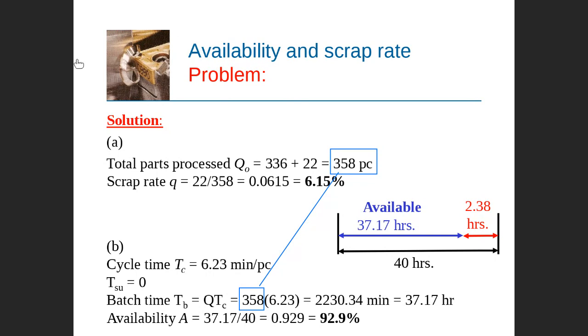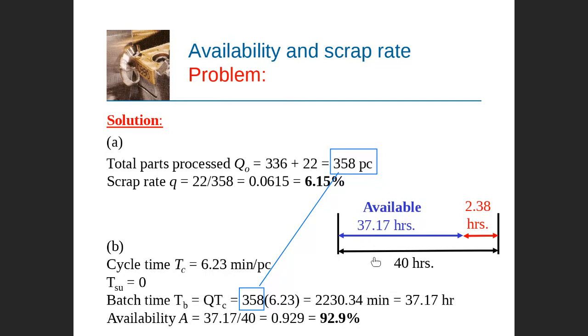So the batch time is 37.17 hours. This is the time the machine was available, and during this time the machine manufactured 358 pieces. Out of the total time of 40, it means there was a breakdown for 2.38 hours. This is the breakdown time, and this is the machining time.